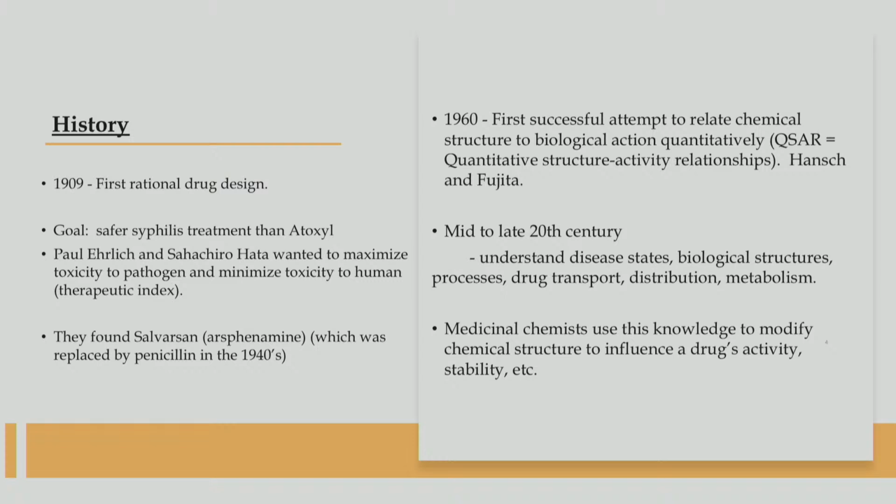In the mid to late 20th century, we can call it the biotechnology era, where researchers understood the disease states, biological structures, pathways, transport, pharmacokinetics, and dynamics, all these studies. Here, most of the medicinal chemists used this knowledge to modify chemical structure to influence drug metabolism, stability, and efficacy.